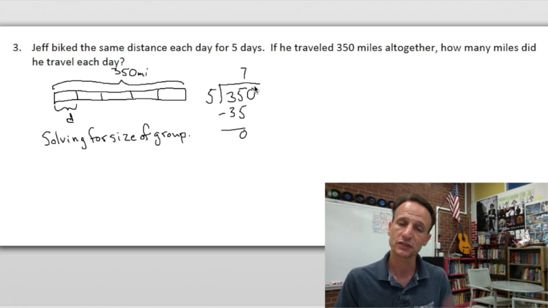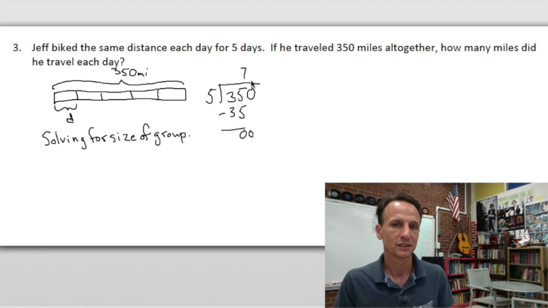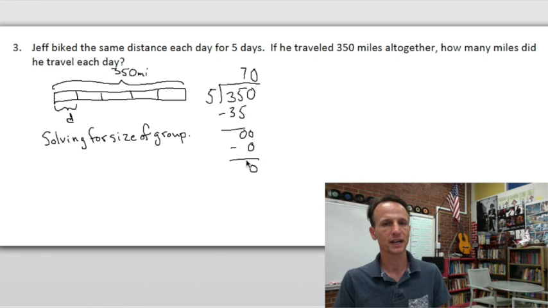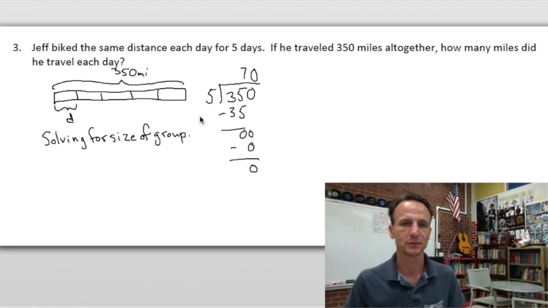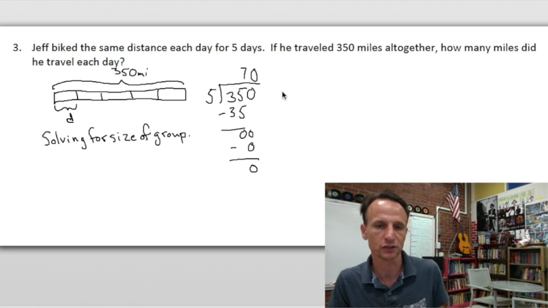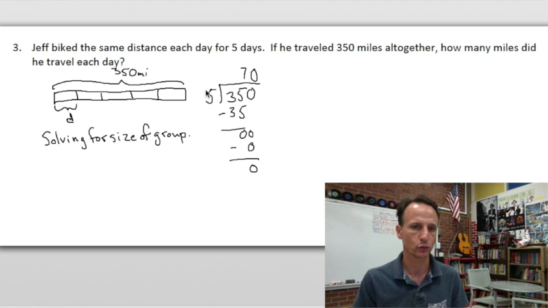Subtracting, we have 0, but we still have 0 ones to divide. Treat it like any other number. How many 5s in 0? There are 0 5s in 0, because 0 times 5 is 0. Subtracting, we of course are left with 0. See, if you left that step out, you'd end up with 7. That doesn't make sense, right? Because that would mean 35 miles, not 350. Big difference for Jeffrey. Okay, so now that's the size of the group, so 70 miles per day.